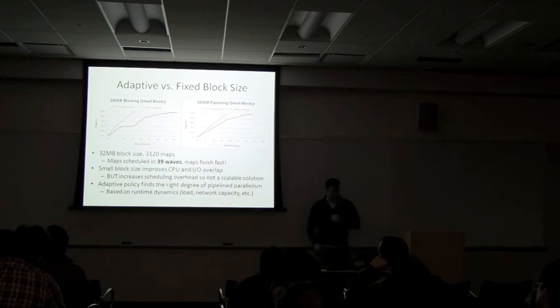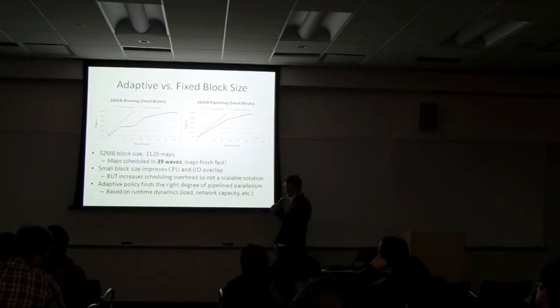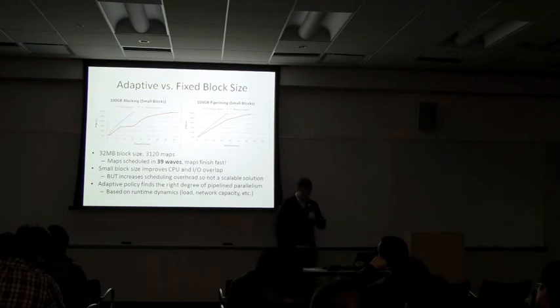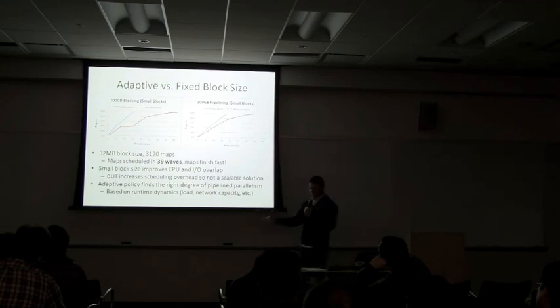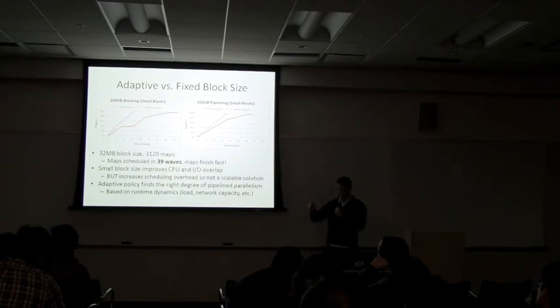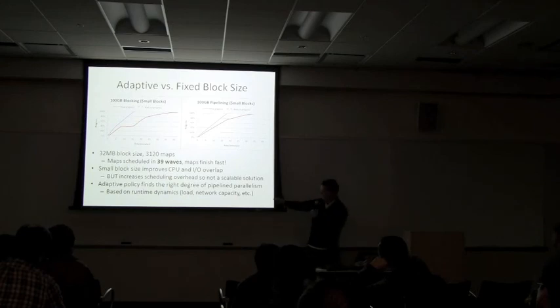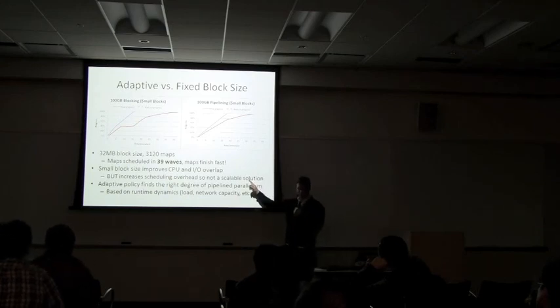My last performance slide here. We submitted this paper, by the way, to NSDI, and Jeff Dean was our shepherd. And he asked, well, can't you get pipelining by just reducing the block size? And indeed, this is true. So we reduced the block, but to a certain extent. We reduced the block size to 32 megabytes, which gave us 3120 maps, which resulted in 39 waves.